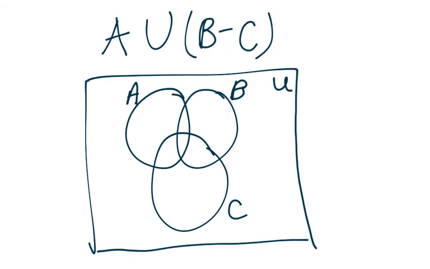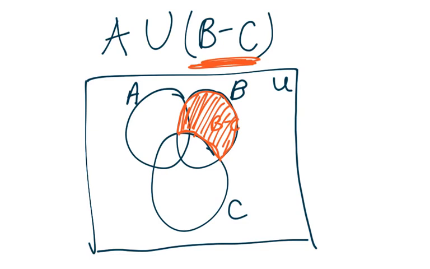Okay. Now we're going to consider how to shade the union of A with the set difference of B minus C. Okay. So again, we have our parentheses that I'm going to address first. And I'm going to shade B minus C. So B minus C is every element in B that is not also in C. So that's that little half moon right there that I'm shading in red. So this right here represents B minus C.